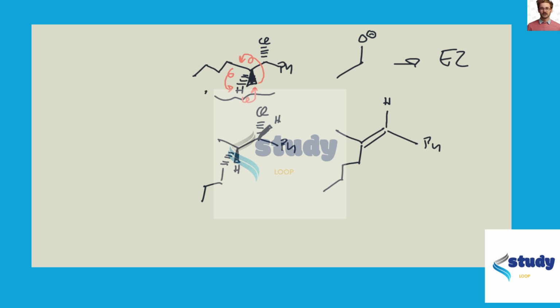And well, this is how to redraw the substrate so that it can undergo an E2 reaction, right? With the idea that the chlorine needed to be anti-periplanar with the neighboring hydrogen. And then once that is achieved, we can use that to draw the product.